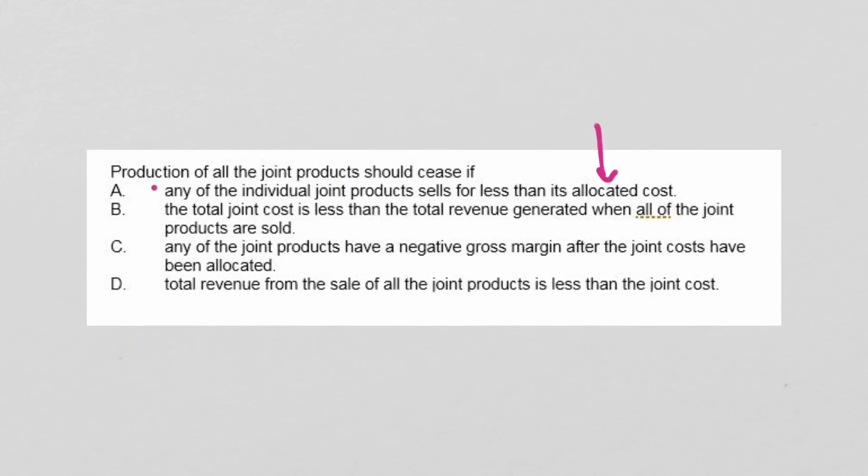B, the total joint cost is less than the total revenue generated when all of the joint products are sold. Let's think through that. What's this basically saying? It says the costs are less than the total revenue. Well, that sounds like profit to me. And that's indeed what it's saying. It says there still is profit. So B's obviously not true. We're still making a profit.